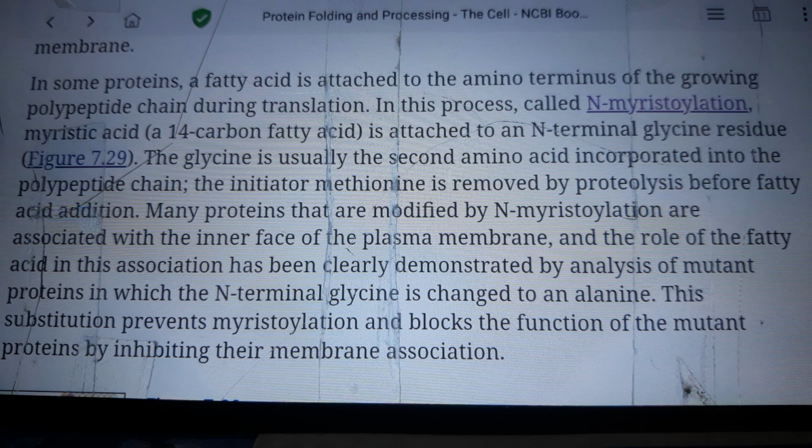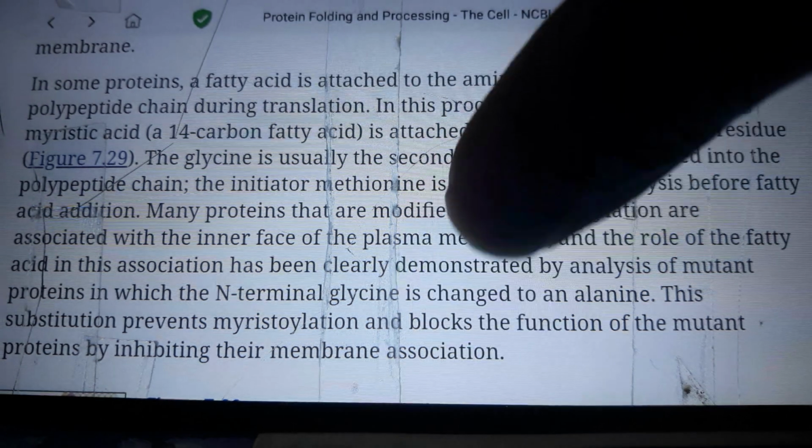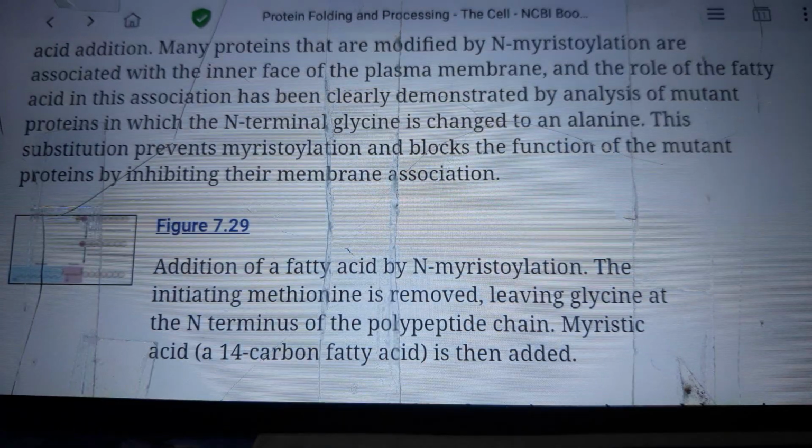And continuing now, the glycine is usually the second amino acid incorporated into the polypeptide chain. The initiator methionine is removed by proteolysis before fatty acid addition. Many proteins that are modified by N-myristylation are associated with the inner face of the plasma membrane, and the role of the fatty acid in this association has been clearly demonstrated by analysis of mutant proteins in which the N-terminal glycine is changed to an alanine. This substitution prevents myristylation and blocks the function of the mutant proteins by inhibiting their membrane association.